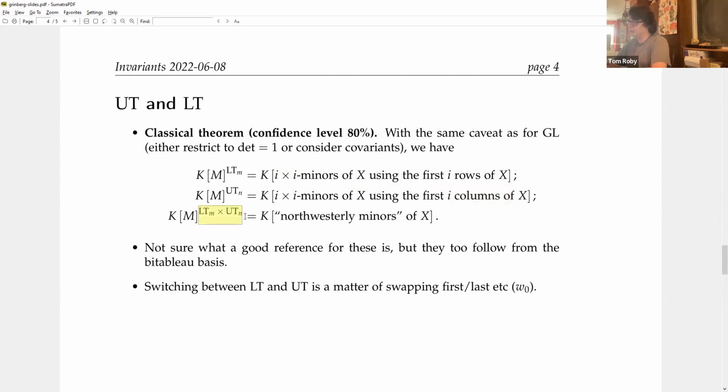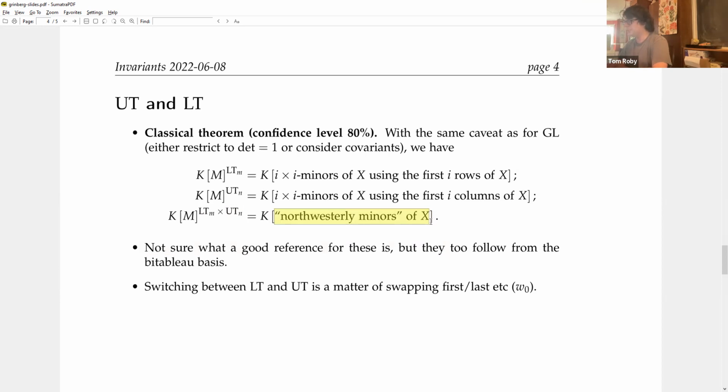And finally, if you want to be invariant under both lower triangular row operations and upper triangular column operations, you get the northwesterly minors, which are the same minors that you know from, for example, Sylvester's theorem on positive definiteness. Those are the minors you have to check if you want to know that a matrix is positive definite.